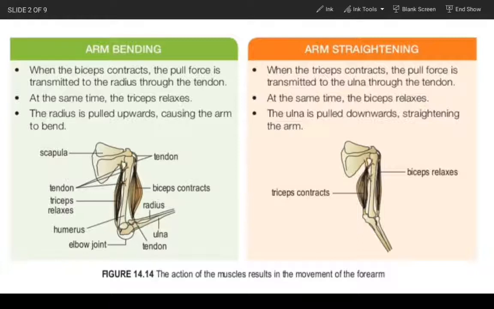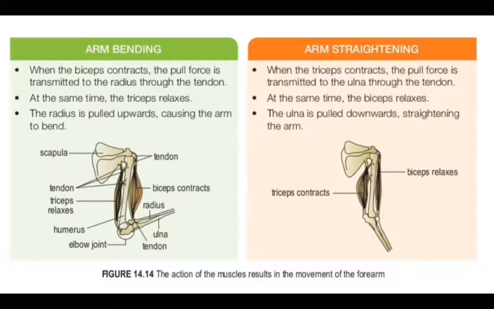So the first one here, arm bending. Look at this figure first. Here we have the scapula. Okay, and then this is the tendon. Tendon, this one also tendon. This one biceps, this one triceps, radius, ulna, and then another tendon here. This is the elbow joint and humerus.